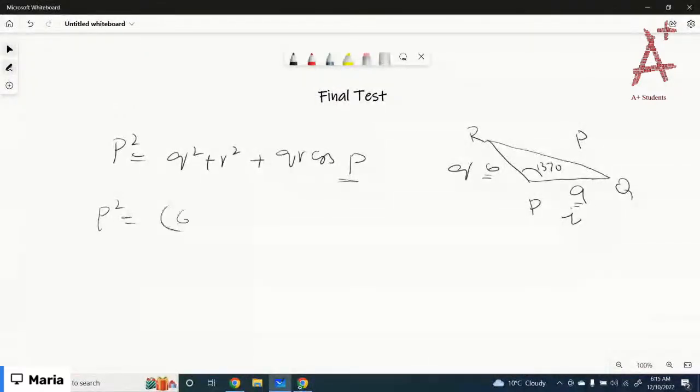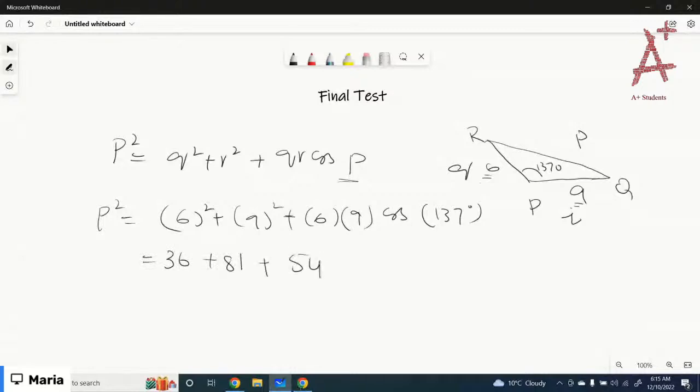Q is 6 square plus R is 9 square minus 2QR, Q is 6, R is 9, cos of angle 137 degrees. Got it? It is 36 plus 81. 9 times 6 is 54. And let me just calculate cos of 137, that is negative 0.731.